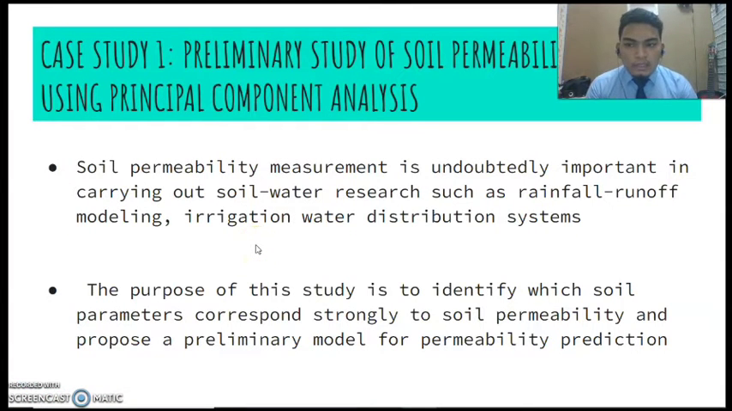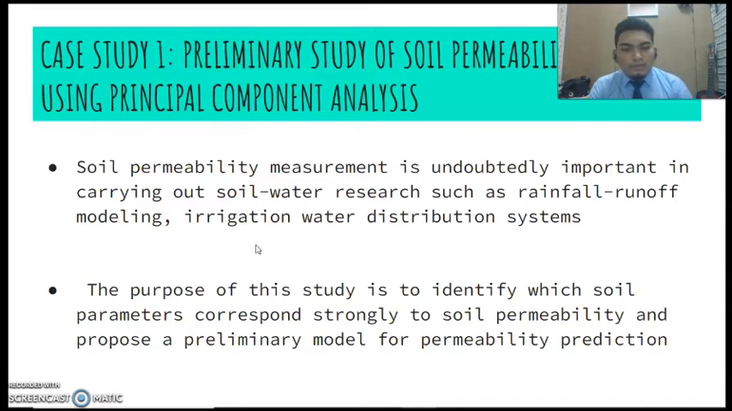So we move to case study number 1. The first point is the introduction. Soil permeability measurement is undoubtedly important in carrying out soil water research such as rainfall runoff, modeling, irrigation, water distribution systems. It is also known that acquiring reliable soil permeability data is rather laborious, time-consuming, and costly.